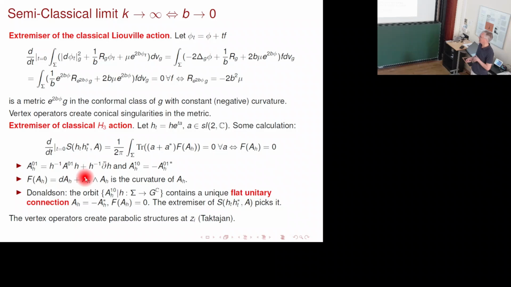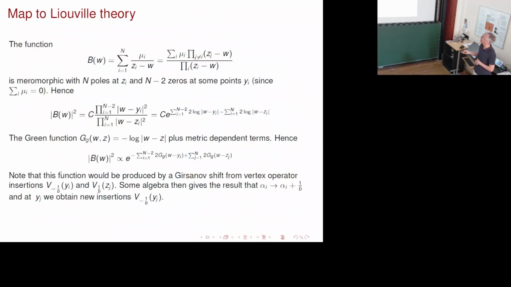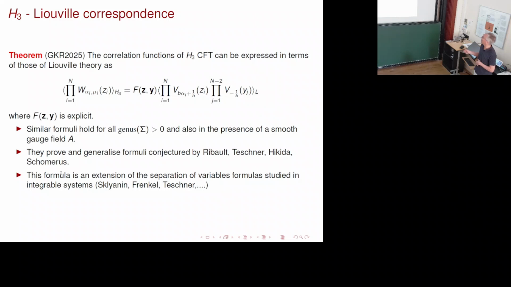It was proven by Donaldson that every orbit actually contains a unique flat connection, so a zero curvature connection. So the Euler-Lagrange equation in Liouville picks up from the orbit the constant negative curvature, nice metric. The Euler-Lagrange equation of the H3 model picks from the orbit, now in this A business, a flat connection. So there's a super nice picture in both. And somehow miraculously our formula here has a connection between Liouville and H3.